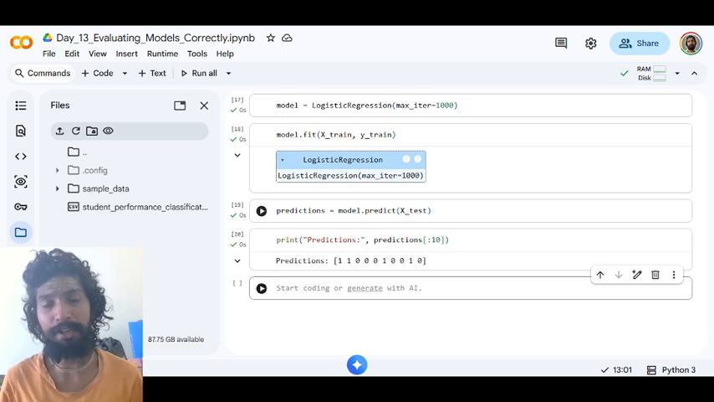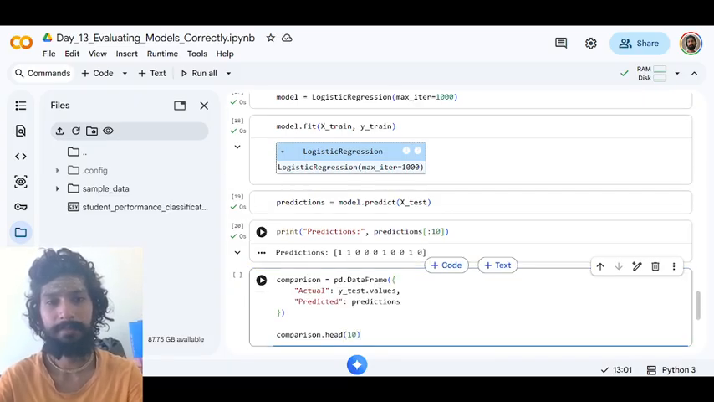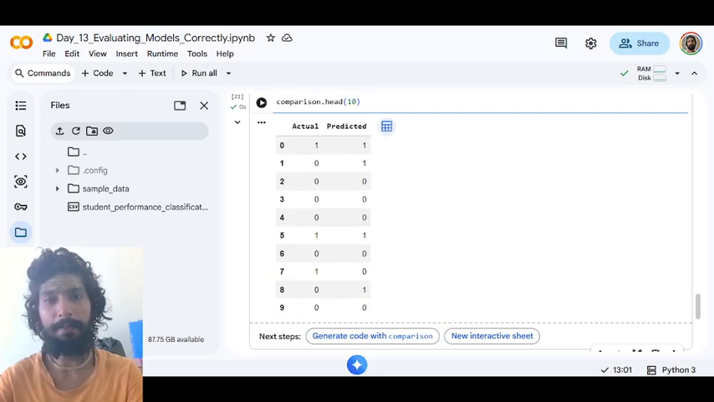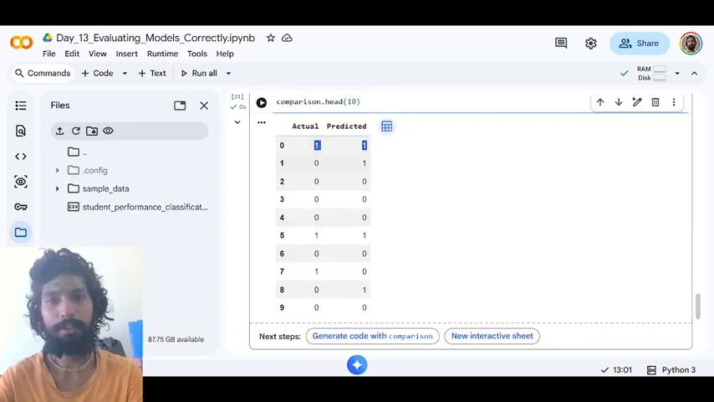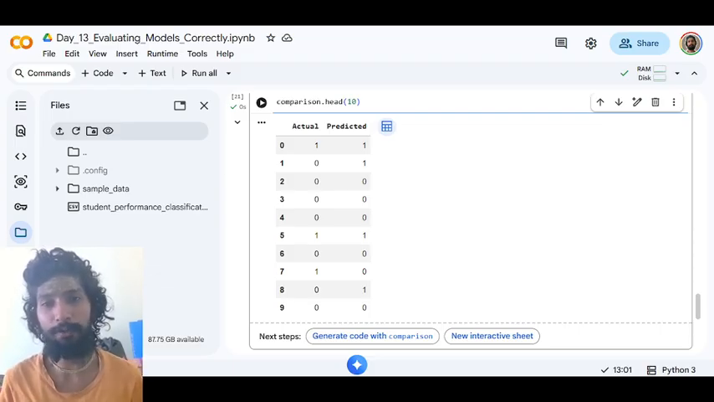Let us compare the actual and predicted values. Some rows may match, some may not. The rows that do not match are the model's mistakes. Today we will study those mistakes carefully. Every prediction belongs to one of the four categories. Let us understand them using our student example. So, the four possible outcomes.